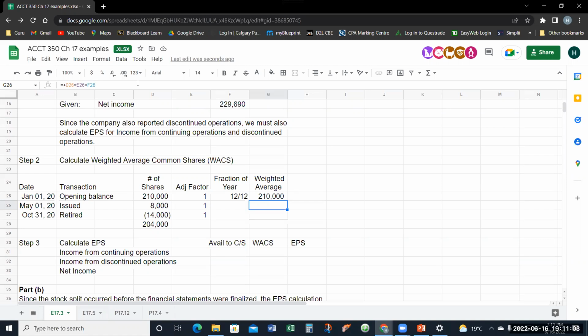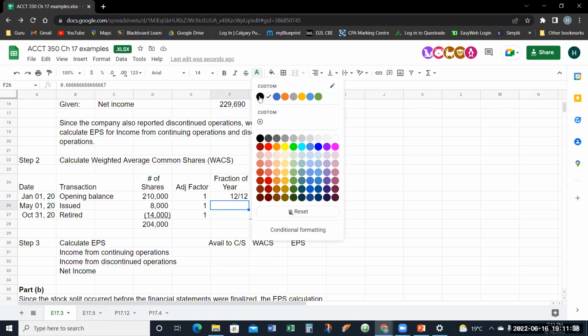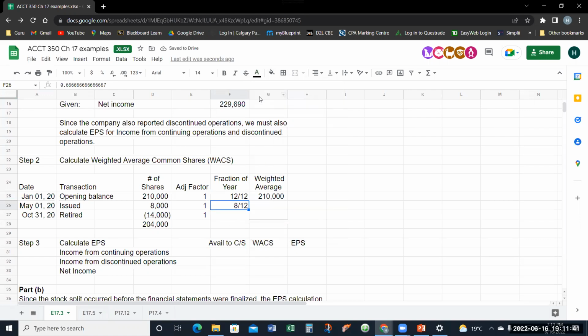Now, the transactions that occurred during the year will get weighted for the length of time. For example, when we issued 8,000 shares on May 1st, May 1st means you have already had 4 months of the year gone past: January, February, March, April, that's over. So from the 1st of May to the end of December, that's 8 months. So the fraction of the year will be 8 out of 12, which will probably show up either as 2/3 or 0.666666 as a decimal fraction.